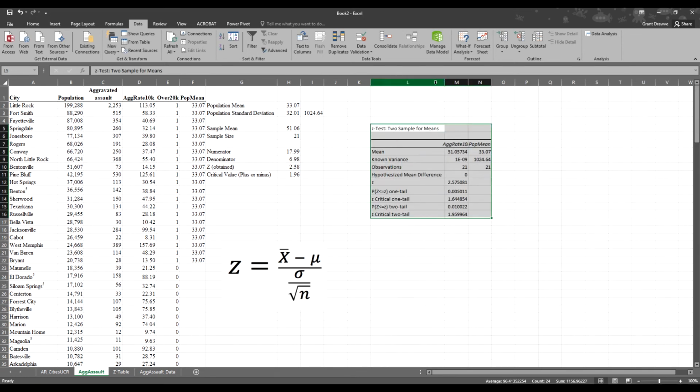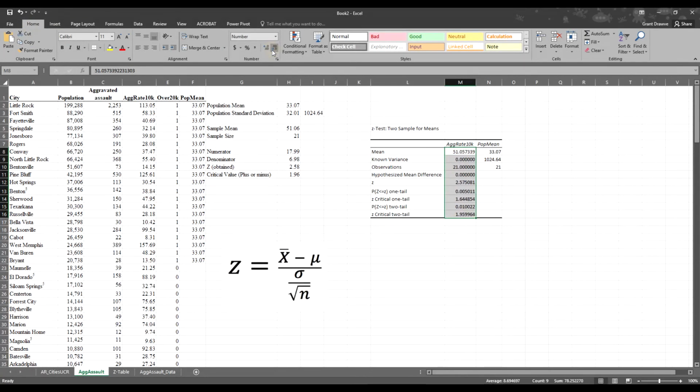Once we calculate that, you can see here that we still get our mean, which is the same across each. Let me go ahead and reduce these decimal places. There we go. So 5106 is our sample mean, 21 observations, a z obtained of 2.58, which matches here. And again, our critical value to reject or fail to reject the null hypothesis is 1.96. Remember, we're non-directional, so here we're interested in the two tail.